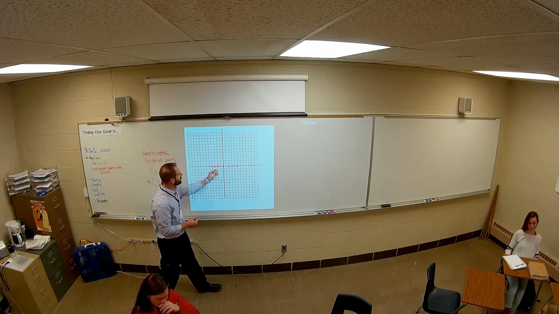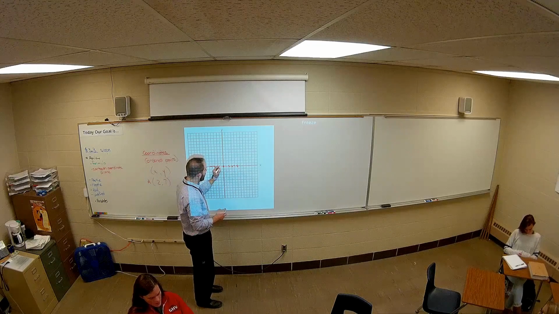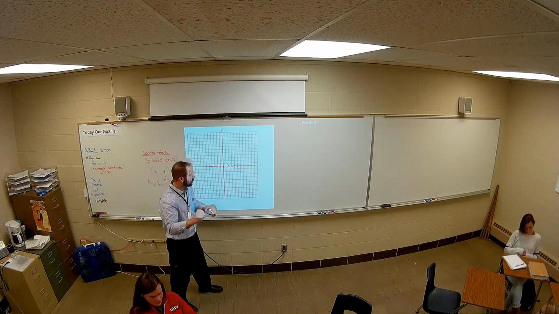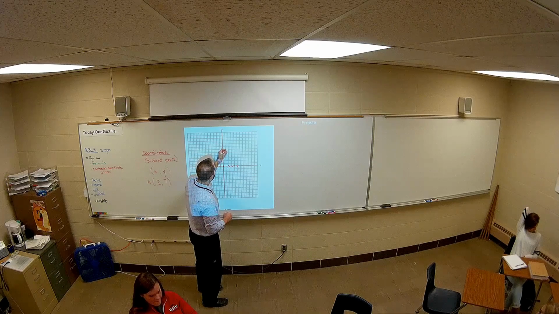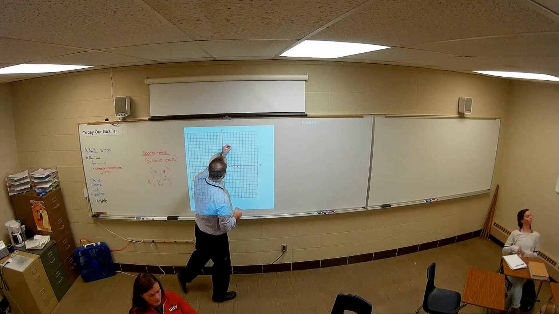Okay, so we're going to 2, 7. So 2 over, you have to pick your elevator you're getting into, because remember, we always start on the origin. And so we go 2 over, and then 7 up. 1, 2, 3, 4, 5, 6, 7. There you go. So there's 2, 7, that's letter A.